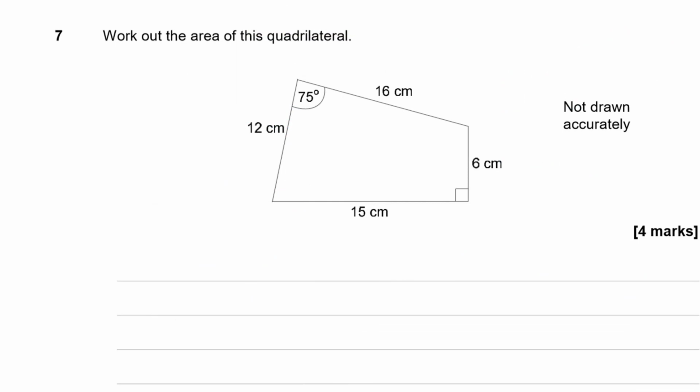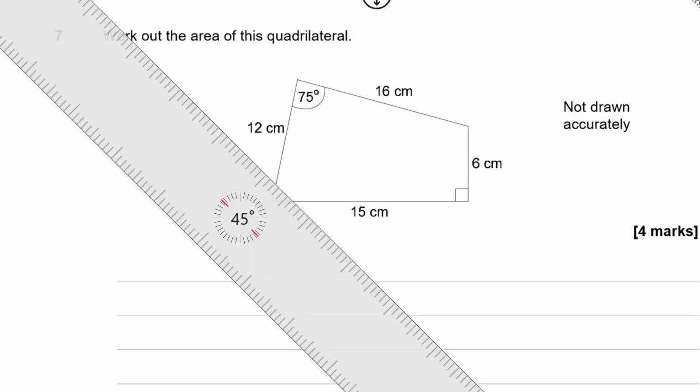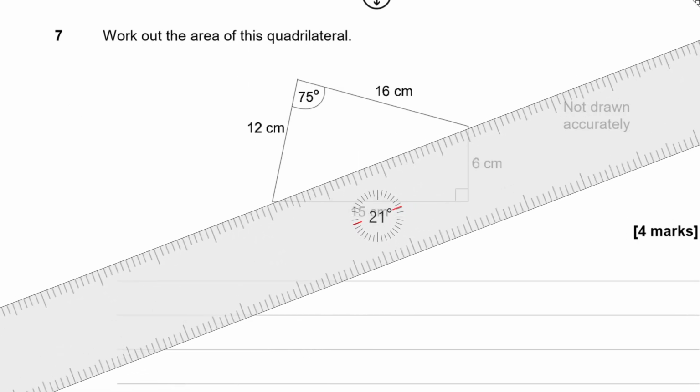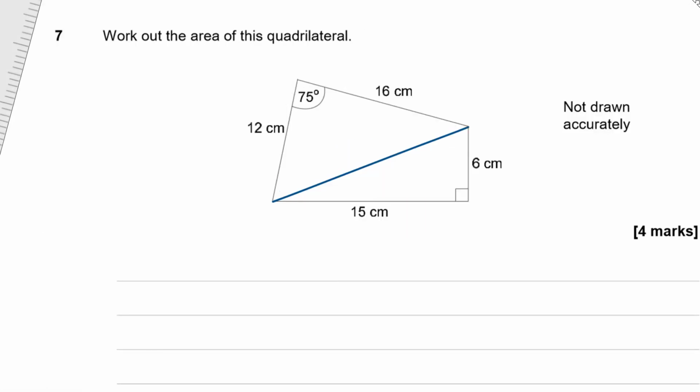Question 7, work out the area of this quadrilateral. Okay, so we only know trigonometry in triangles, we don't know trigonometry in quadrilaterals. But if I take a ruler and I do this, now I don't have a quadrilateral anymore, now I have two triangles. So I should be able to work out the areas of both of them fairly straightforwardly.